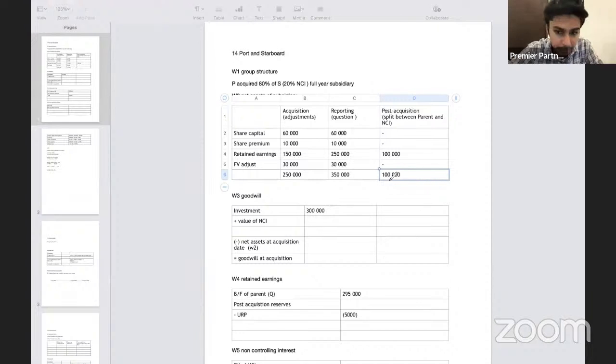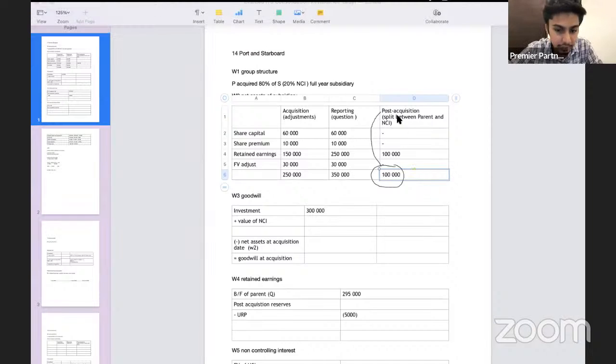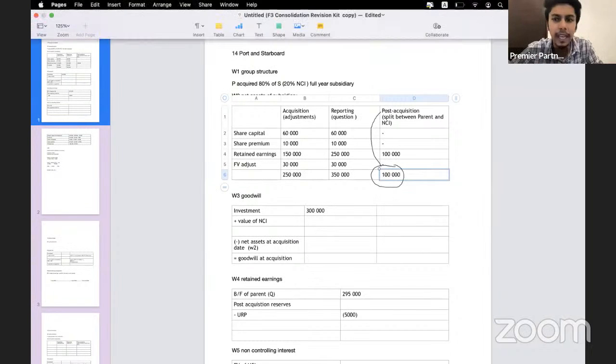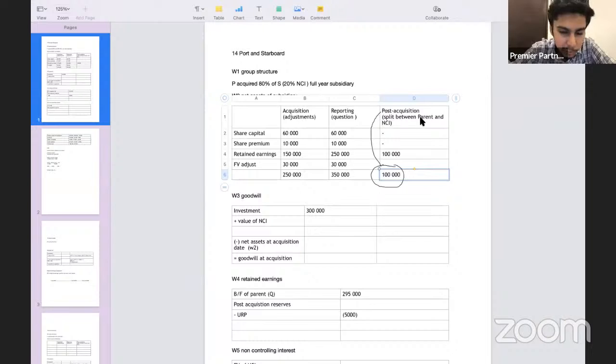Now, guys, learn this part. This difference is what we call post-acquisition reserve, in short form, PAR. This answer, we call it PAR, which is post-acquisition reserve. Now, guys, remember this answer needs to be split between the parent and NCI. Because the bottom line is, from the day that you bought to the day that you're preparing the question, our retained earnings have gone up.